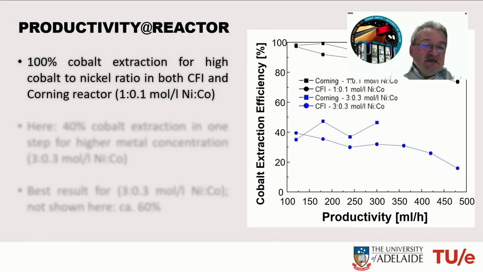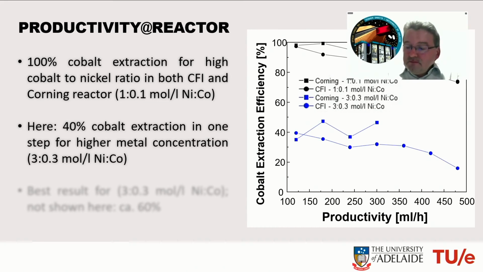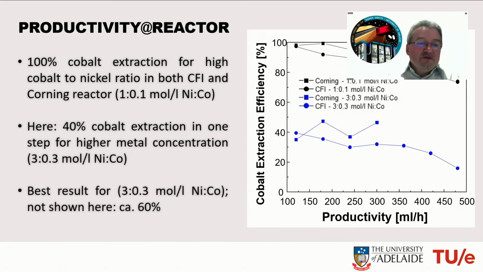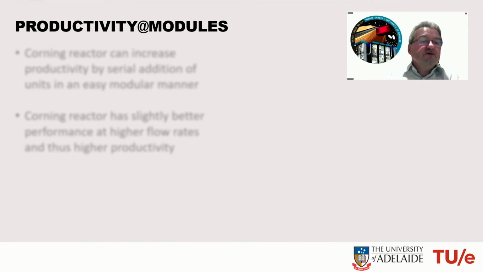So we are not at the industrial kilo lab yet, but we are also not miles away from an industrial kilo lab, and we know how to go there. But to replace a whole mine, like I've shown before from Congo, we have to go to tons, not to kilograms. And here we see 40% extraction efficiency for the high concentration, but I told you we have higher value. So we have 60% finally, which is not shown here.